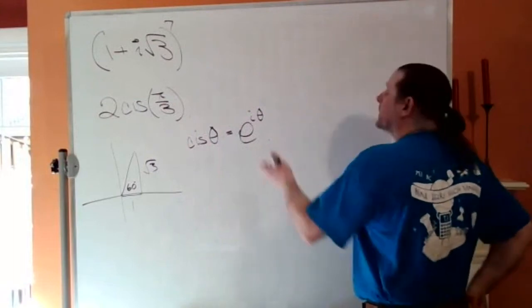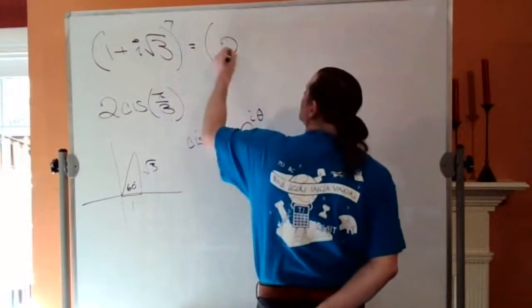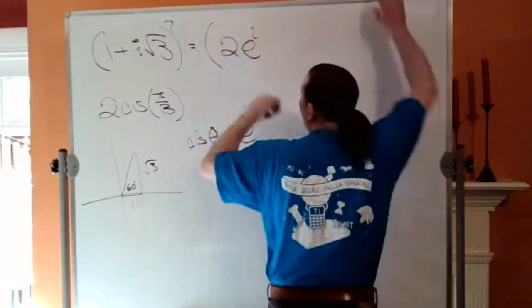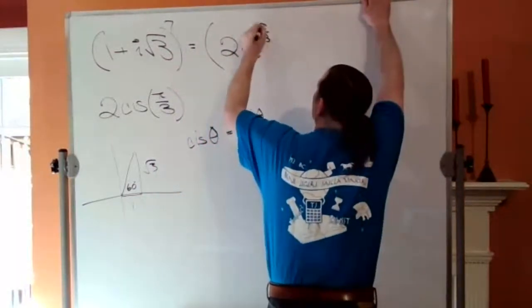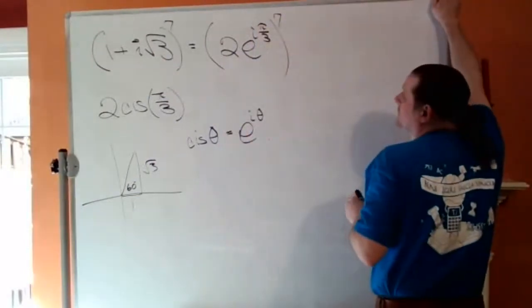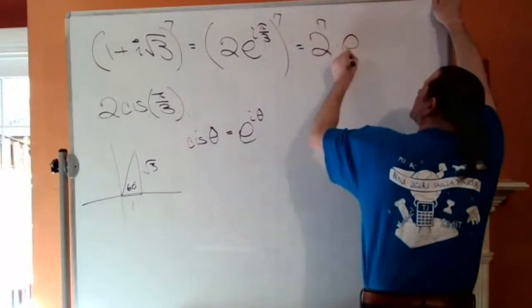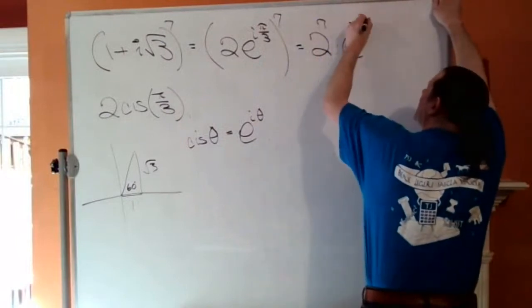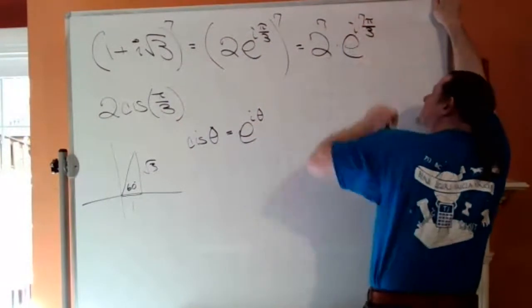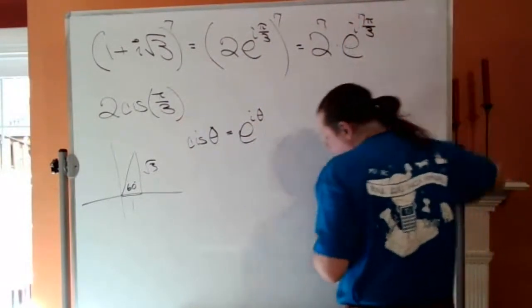Okay? So that means that I could write this as (2 e to the i pi over 3) to the 7th power. Well, that's equal to 2 to the 7th times e to the i 7 pi over 3.